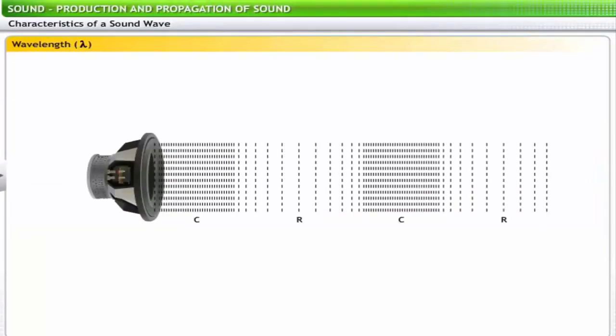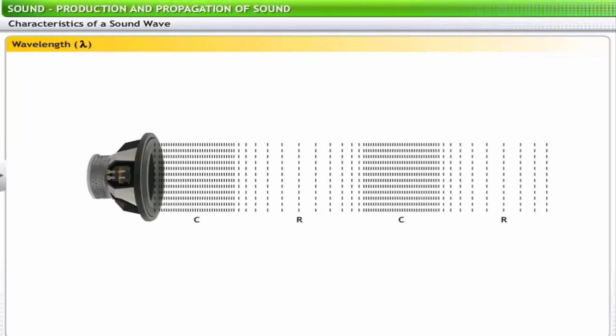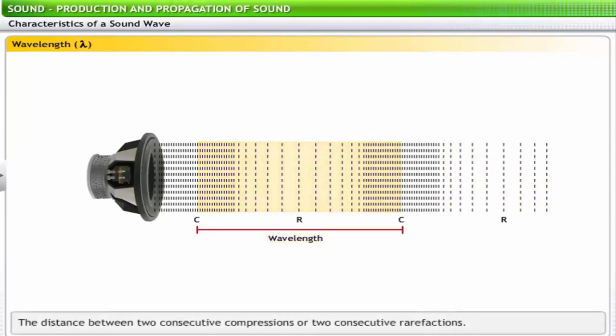A complete sound wave can be considered as the repetition of the pattern of a single wave. That is, it comprises a number of compressions and rarefactions in succession. The length of a single wave is called wavelength. In other words, wavelength is the distance between two consecutive compressions or two consecutive rarefactions. It is denoted by the Greek letter lambda.